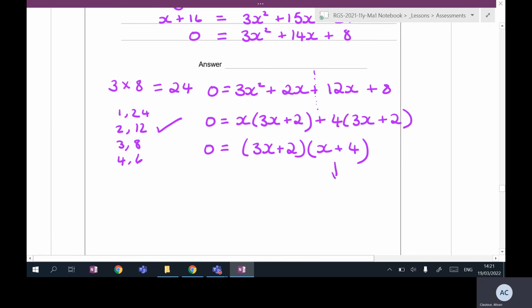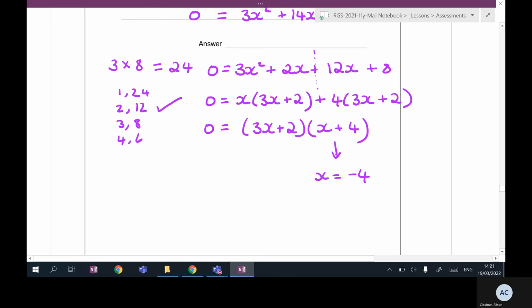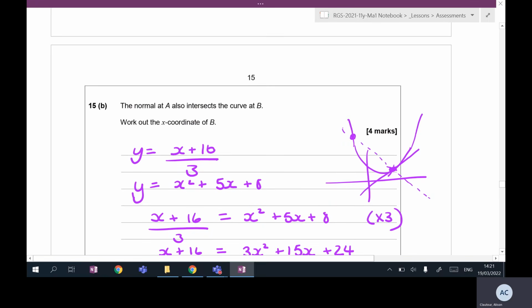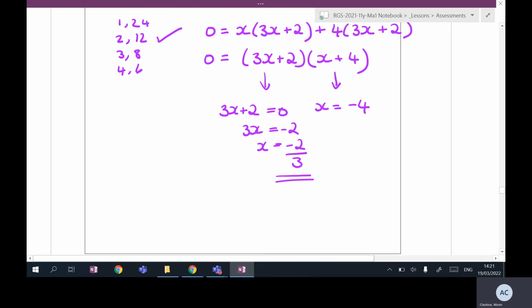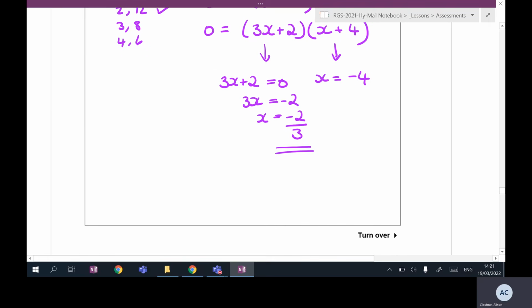Okay, now this bracket gives us x equals minus 4. We knew that was obviously an intersection point because that's where the normal happened. So that's not the point we're interested in. That is this point here that we already knew about. So it's the 3x plus 2 bracket that I'm interested in. So if that equals 0, x equals minus 2/3. Okay, and look carefully at the question. So this question actually only asks for the x coordinate of B. B's over here. Sometimes it might say the whole coordinates, so you'd have to sub back in and find y as well. So for this one, I don't need to do that.